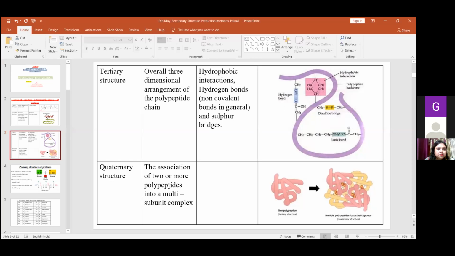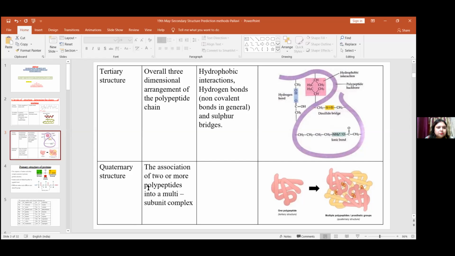And last level of protein structure is quaternary structure. The associations of two or more polypeptides into a multi-unit subcomplex. For example, hemoglobin molecule. In hemoglobin molecule, we have got two alpha chains, two beta chains. So when multiple chains are coming into contact and forming the structure of protein in a more complex manner, that is known as quaternary structure.